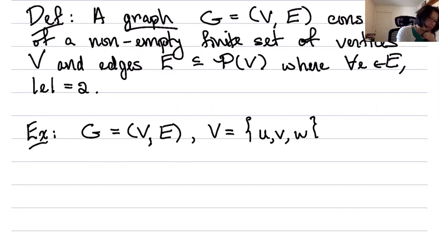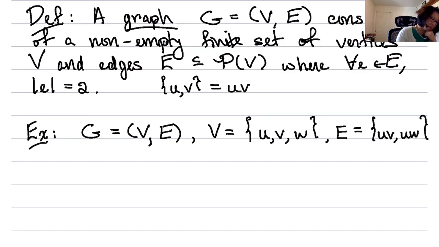So there are three vertices, and my edge set. Typically, instead of writing UV for an edge, where UV would be a set of size 2, for shorthand we're going to write it like UV. So my edge set maybe is going to be UV, UW.